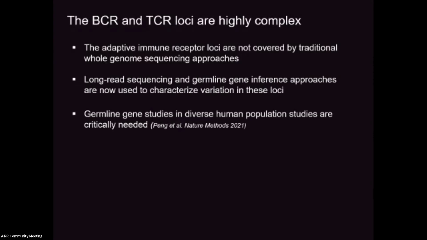This was highlighted in a commentary we wrote, several of us here, where we said that studies in immune repertoires and germline gene variation really need to encompass multiple populations. It's been quite restricted towards studying people of European origin, and this really needs to be diversified and extended to other populations.